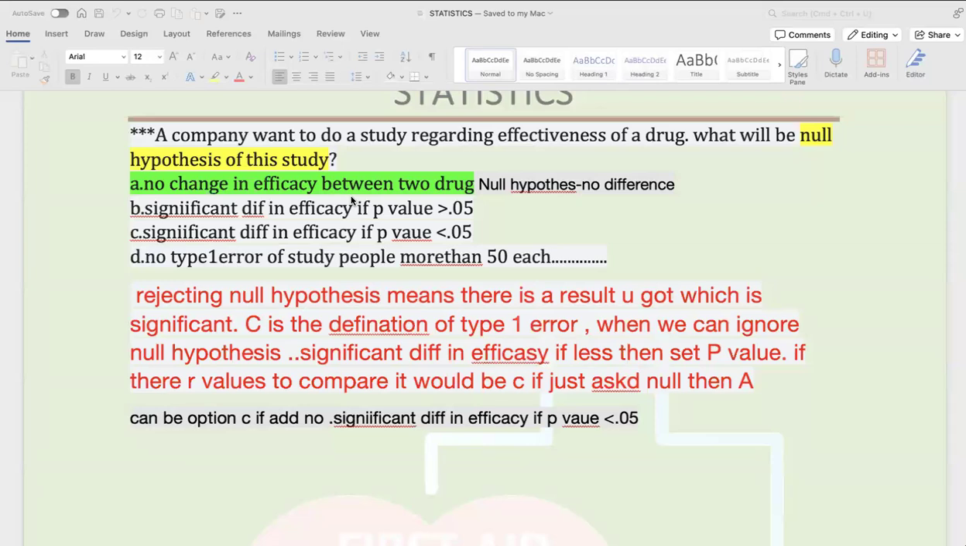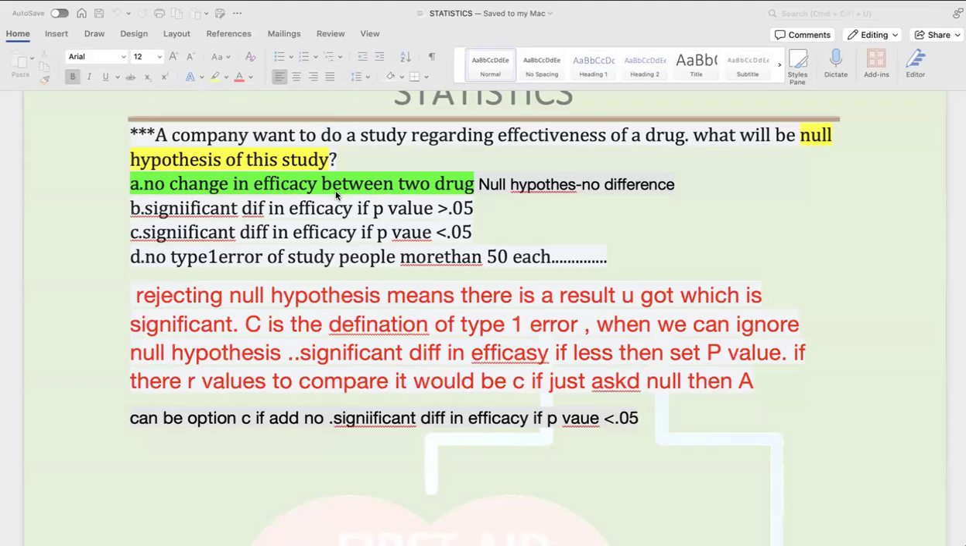I have introduced this thing, or I have invented or discovered this medication, and that's why I'm getting this result, which means I am rejecting the null hypothesis. When a study can reject the null hypothesis, that means it is significant. Okay? So the question is, what will be the null hypothesis of this study? So no change in efficacy between two drugs. The null hypothesis will say that between the two drugs, there is no change in efficacy. All the drugs are equally fine.